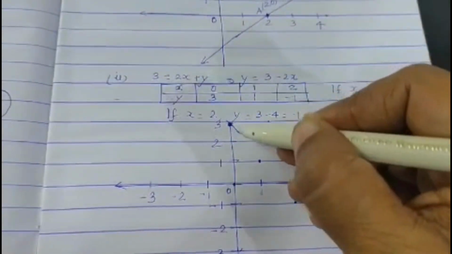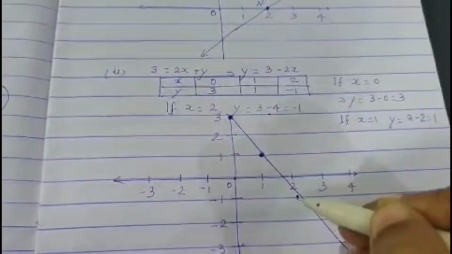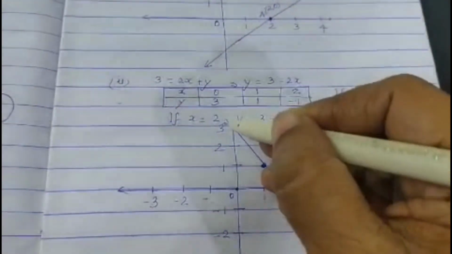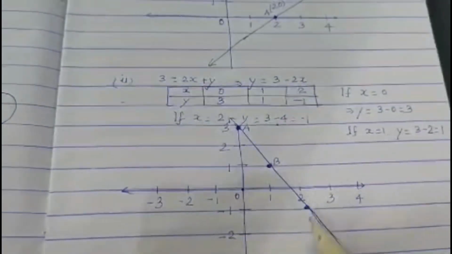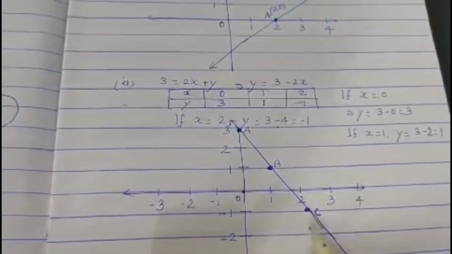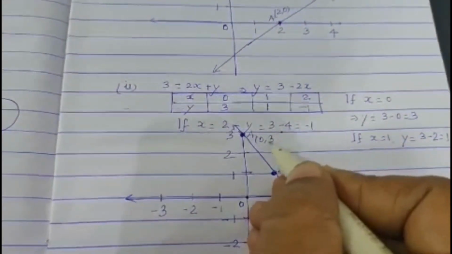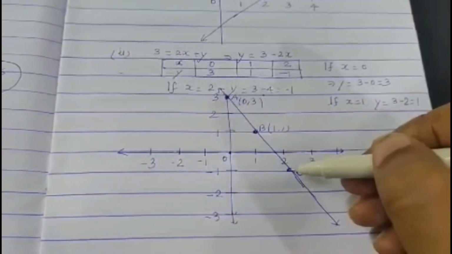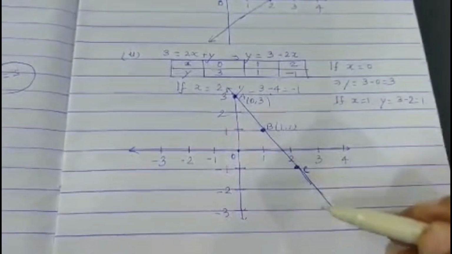Now you have to draw all these 3 points. Okay, and you can extend it like this. So this is A, this is B, this is C. This point is 1, 1, this point is 0, 3. So this will be the required graph. We have plotted 3 points, you can ignore this one also. With 2 points also you can draw the graph.